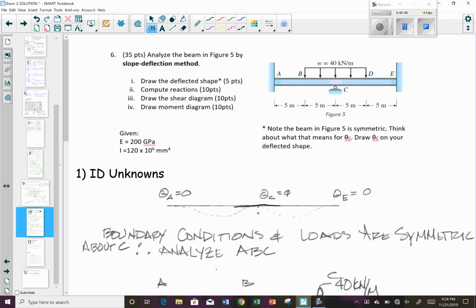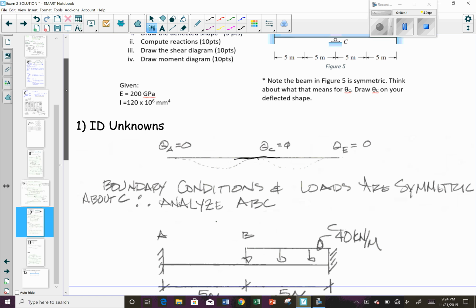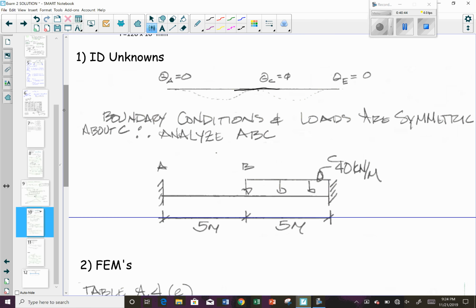So that makes it nice and easy, because what you can do then is just do fixed end moments. Okay, so because the slope is equal to 0 here, we can draw this deflected shape. That's a little sloppy, but you've got the slope is equal to 0 here, slope is equal to 0 here.